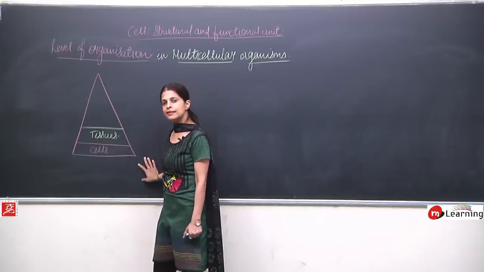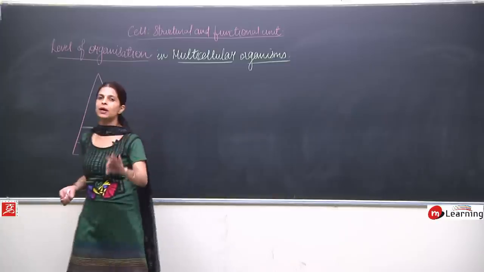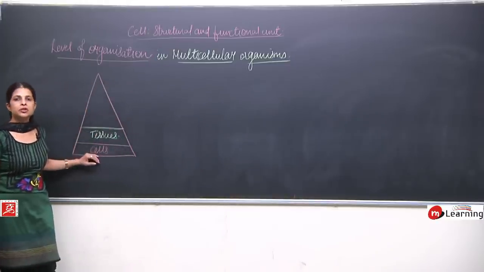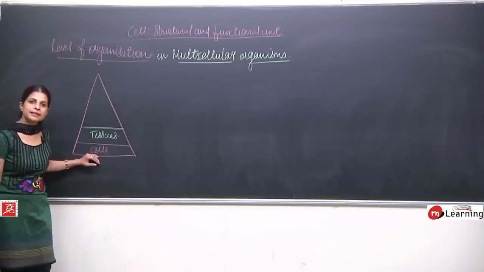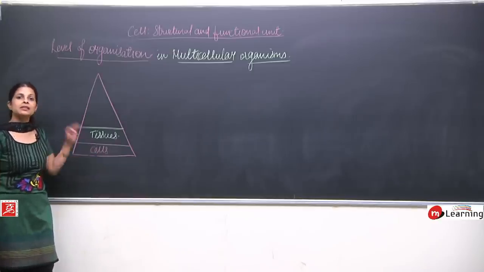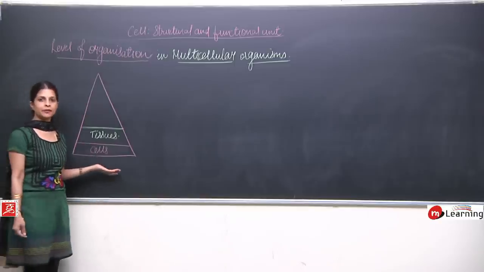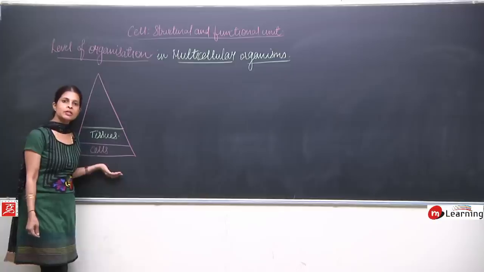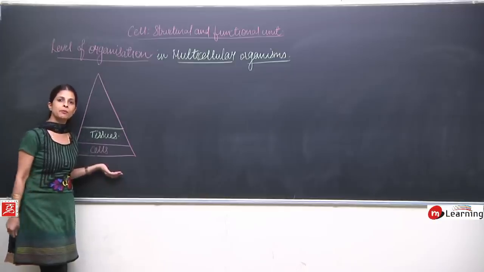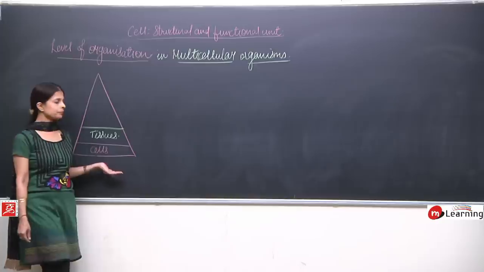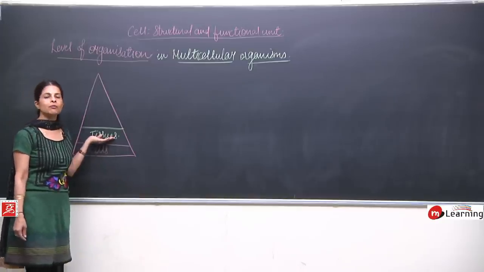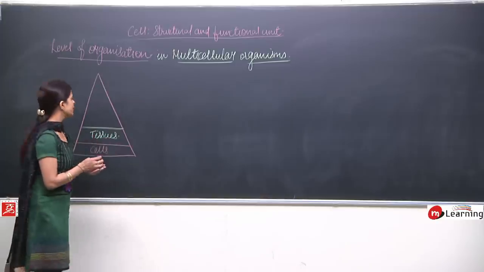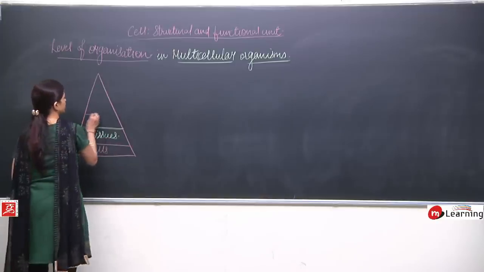Okay, so what is a cell? A cell is the smallest part of any living organism. It is structural, basic, and functional, but the smallest unit of life. When many cells of the same kind, responsible for performing the same function, combine, they form tissues. Now when many tissues combine, they form organs.